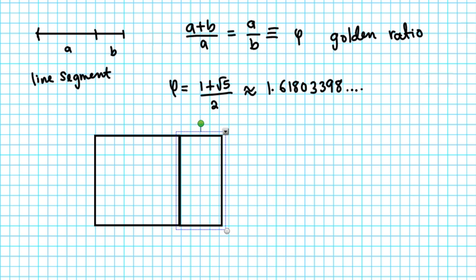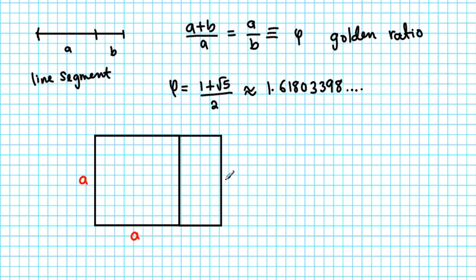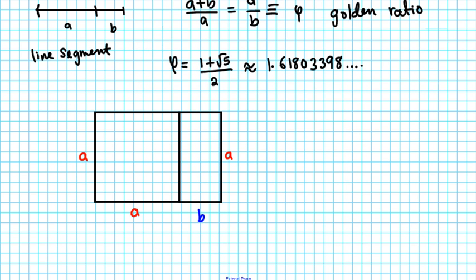If I have the dimensions of my square, let's say this is A and A, and this is going to be A, and this is B right here, then these two sides are in the same ratio as this side right here, and this rectangle is going to be known as the golden rectangle. This is a special relationship.